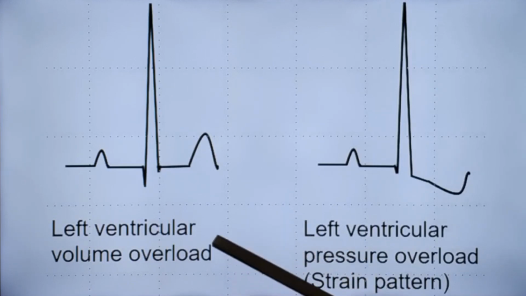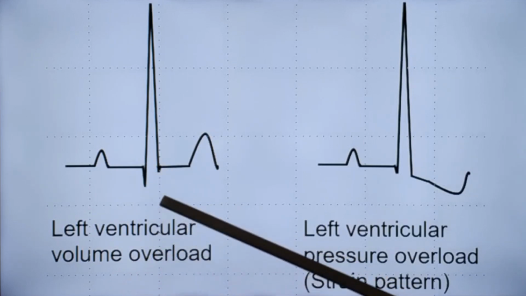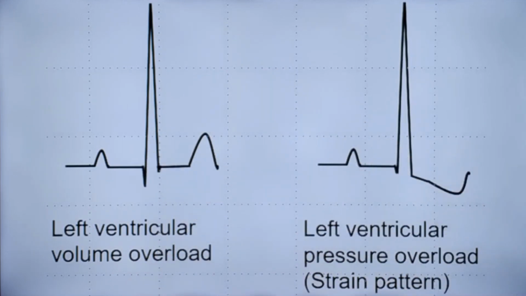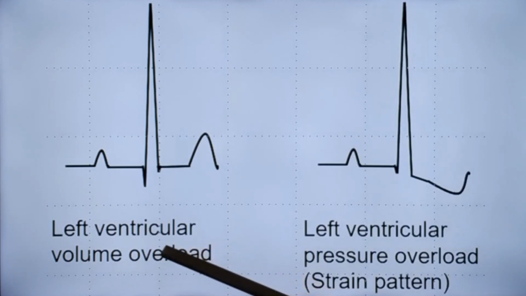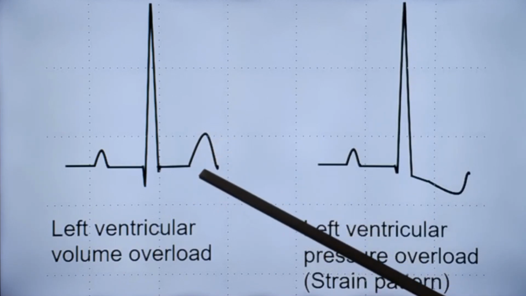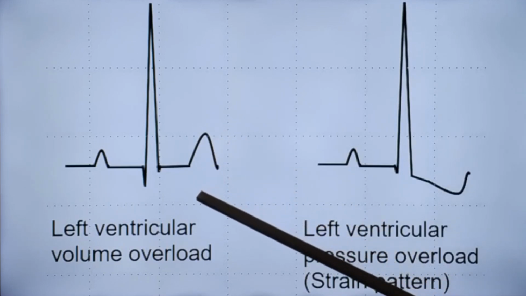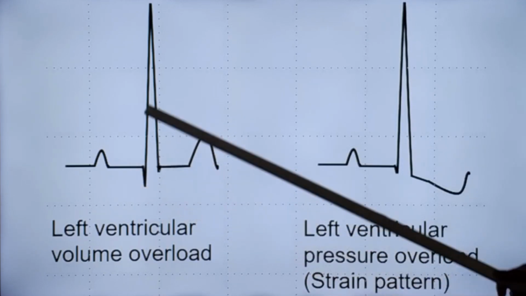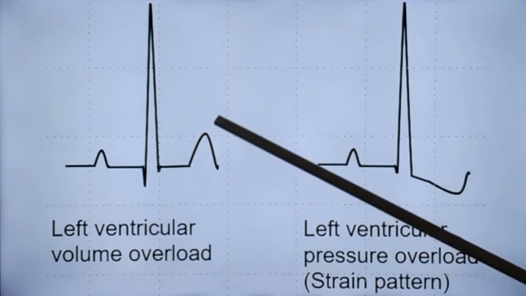In left ventricular volume overload, there is an initial narrow Q wave and a tall R wave in lateral leads. The correspondingly opposite pattern will be seen in right precordial leads. Deep S will be seen. And here in volume overload, the T wave is upright and a bit tall. So small Q wave, tall R wave, and upright T wave which is tall.